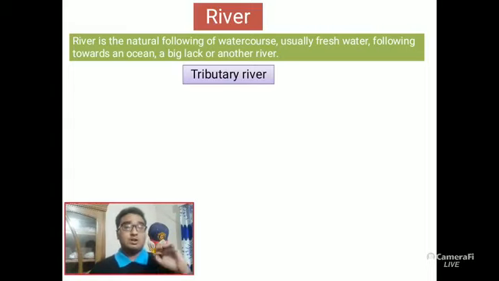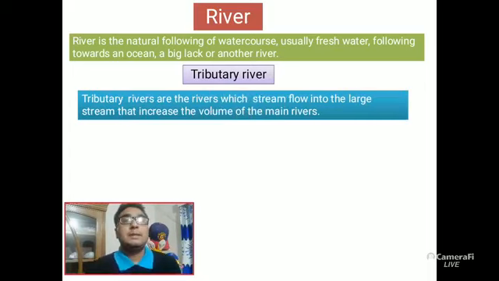Okay. So what is called the tributary rivers? Basically, tributary rivers are the rivers whose stream flows into a large stream and increases the volume of water of the mainstream river or main river. So now I am going to show you the definition to you. Tributary rivers are the rivers whose stream flows into the large stream that increases the volume of the main river. So this is the perfect definition of tributary rivers. Okay, and Atrai is the only tributary river of the river Jamuna.